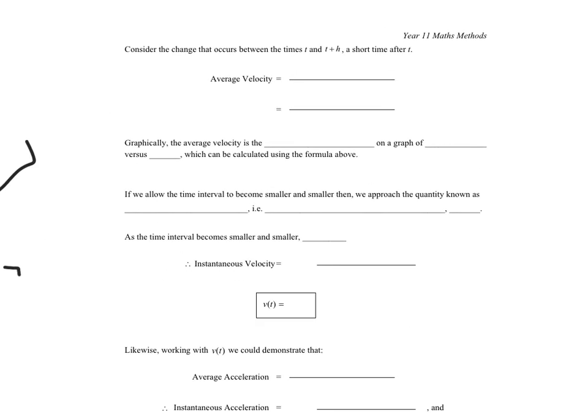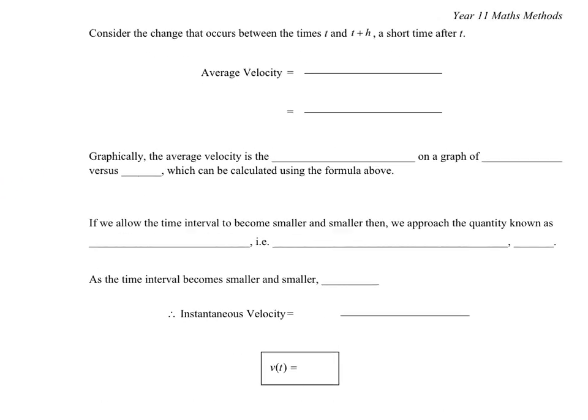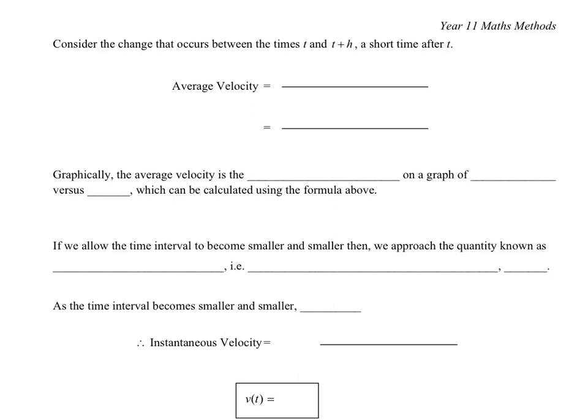So if we think about the change that could occur between times t and t plus h, where h is just a small amount of time, the average velocity is going to be, instead of calling it s of t2 and s of t1, we're going to call it s of t plus h, take s of t, all over t plus h, take t. That's just the formula for slope. That's just going to give us s of t plus h, take s of t, all over h. And this is very similar to what we've done before.